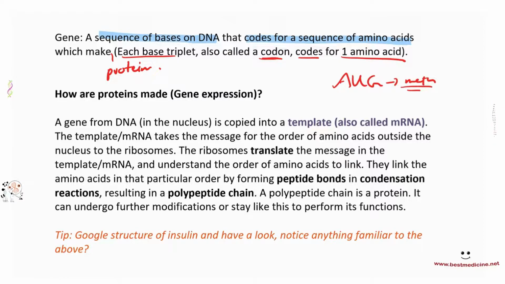So how are proteins made? Again, this is a review of what we have already finished. A gene from DNA is copied into an mRNA. The mRNA takes the message for the order of amino acids outside the nucleus to the ribosome. The ribosomes then translate this message. By the way, the step of copying DNA into mRNA is called transcription.